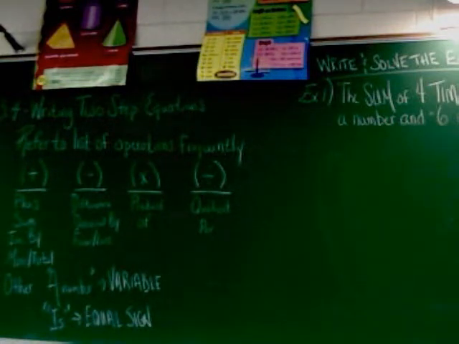All right. So, the list of keywords and their operations that are on the left side of the board are as follows. Underneath addition, we find plus, sum, S-U-M, not S-O-M-E, increased by, more than, total.